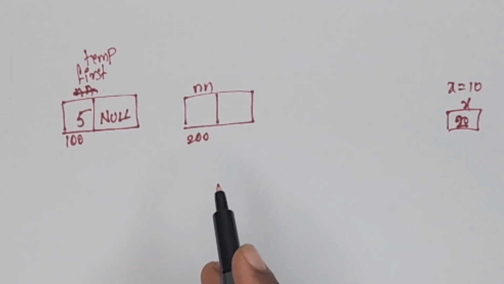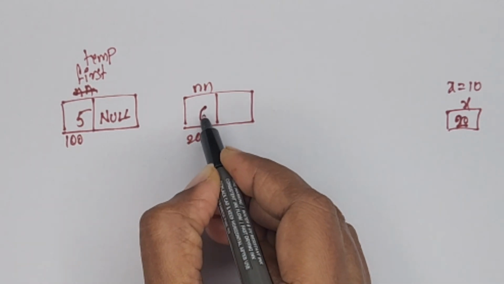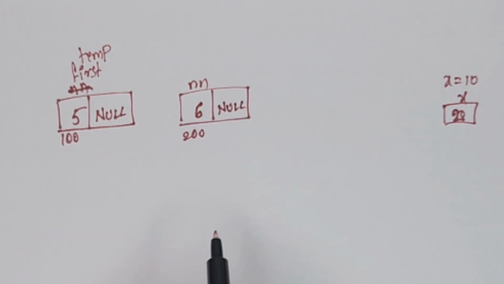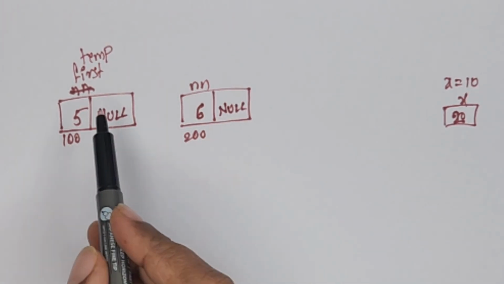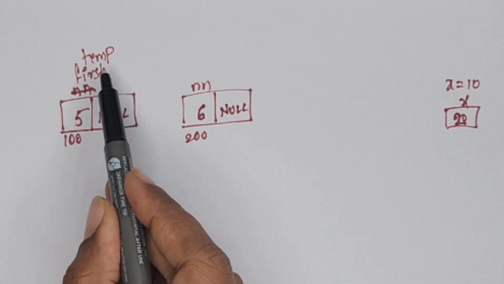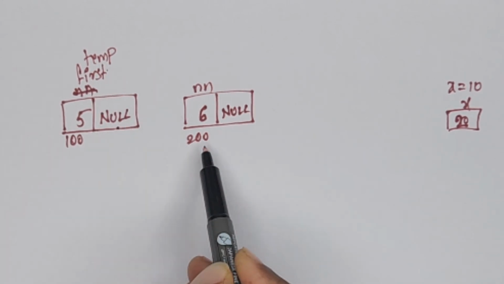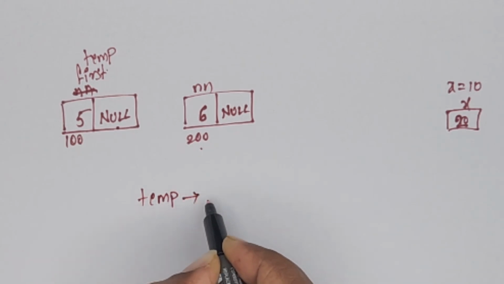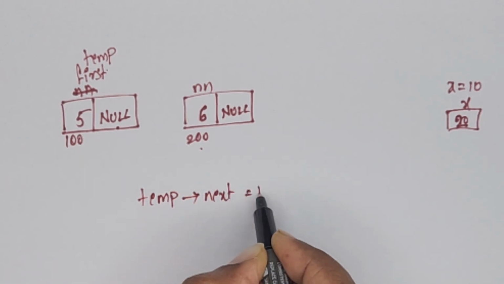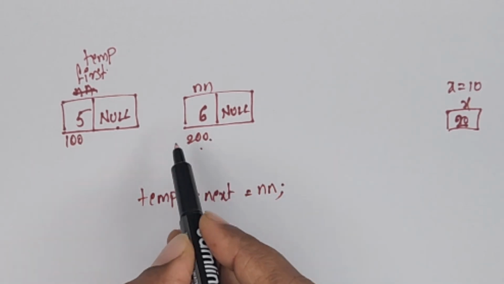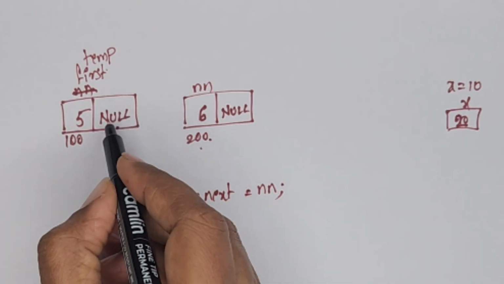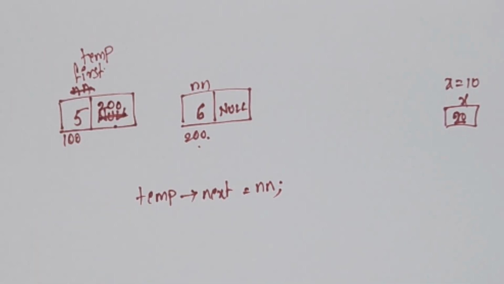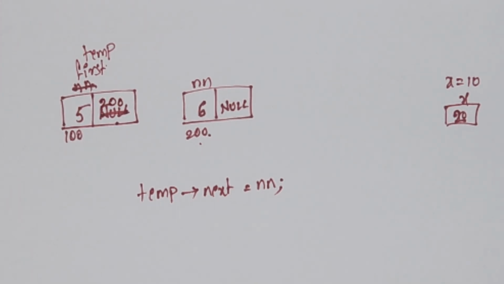Now it becomes new node. Read one number that will be assigned to new node of roll number. New node of next is null. So where we have to add this new node? After temp. So temp of next equals 200. 200 means new node. Temp of next equals new node. New node is 200. Temp of next means this memory. So in place of null, it will assign 200. Okay. Next.